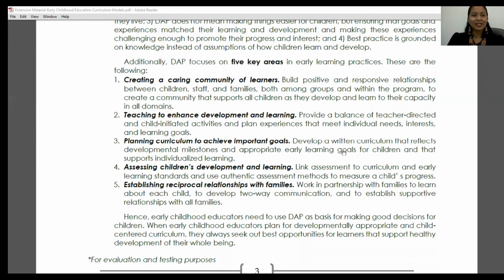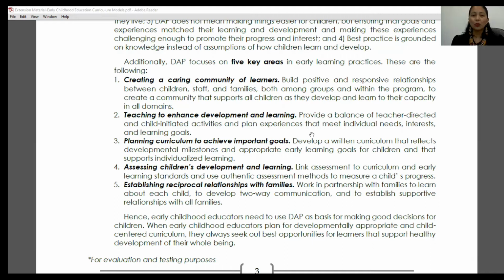All right, so let's proceed. DAP, or Developmentally Appropriate Practices, focuses on five key areas in early learning practices. And what are these five? First is creating a caring community of learners.